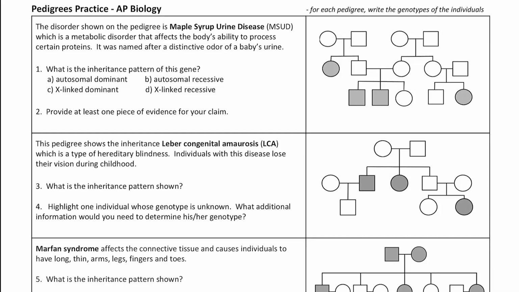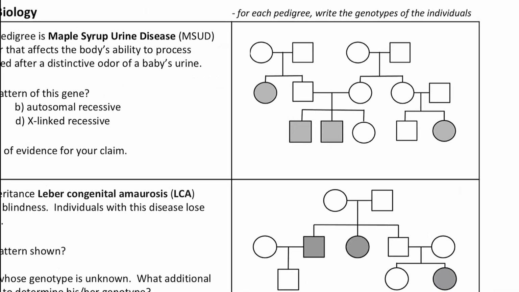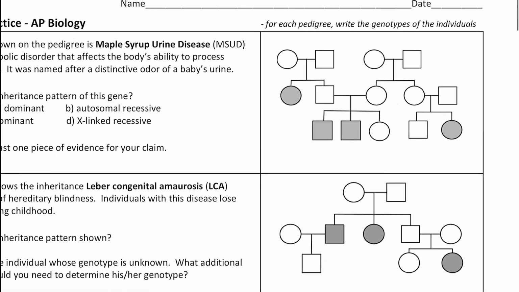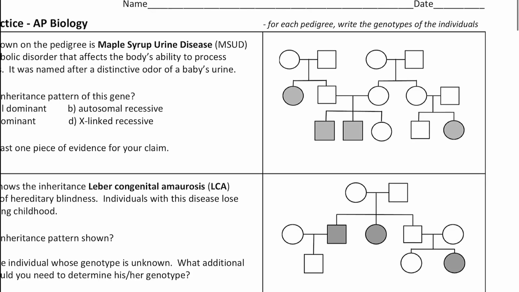I see a pedigree pattern, and we should recognize clearly that the squares are males and circles are females, and the shaded shapes are the individuals afflicted with the disorder. This, of course, is the first generation, the second generation, and the third generation.